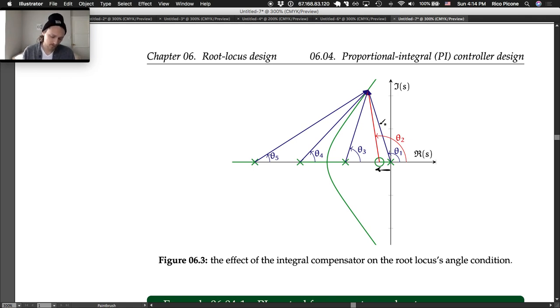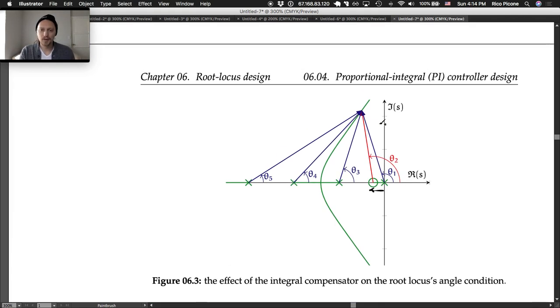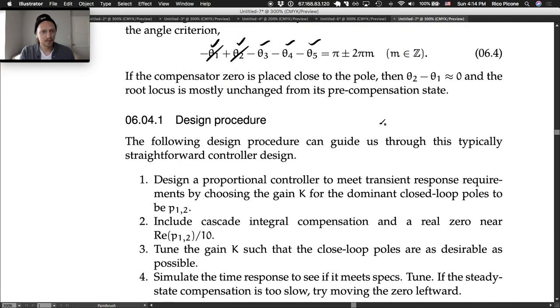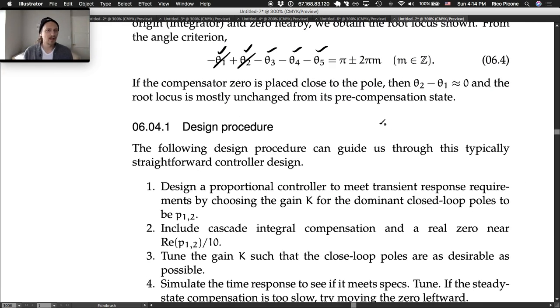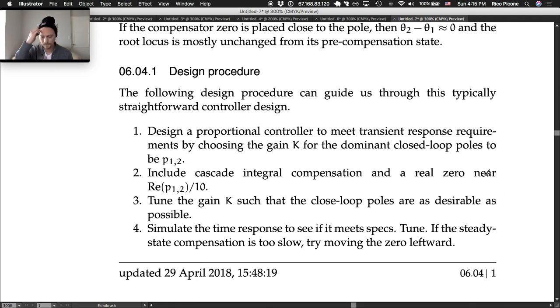Okay, so we'll see how that works. We'll actually play with this in an example in just a moment. But that's approximately the idea of doing a PI controller. So we'll learn this design procedure, and then we'll just march through an example and do a design problem. So the following design procedure can guide us through this typically straightforward controller design. It's pretty straightforward, not too bad.